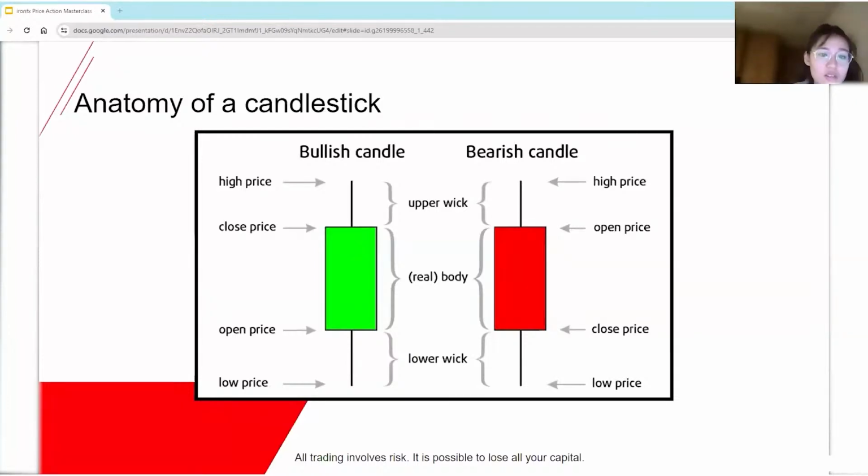So obviously the opposite is true for our bearish candle. Your high price would be at the top of your upper wick. Open price would be at the start of the body of the candlestick. Close price at the end of the body of the candlestick. Low price would then be at the bottom of your lower wick.